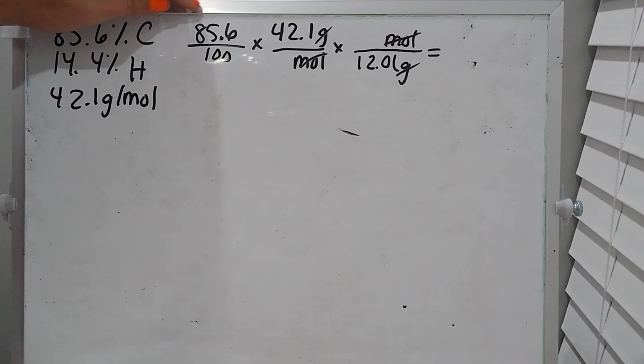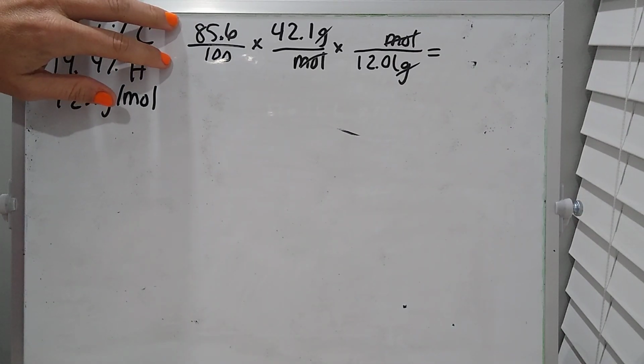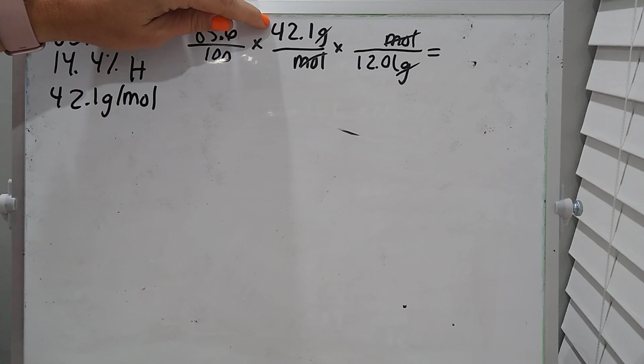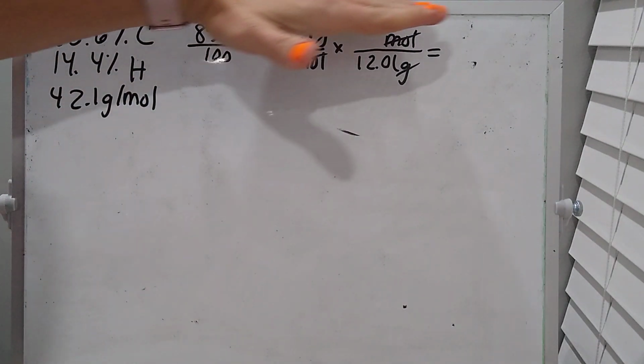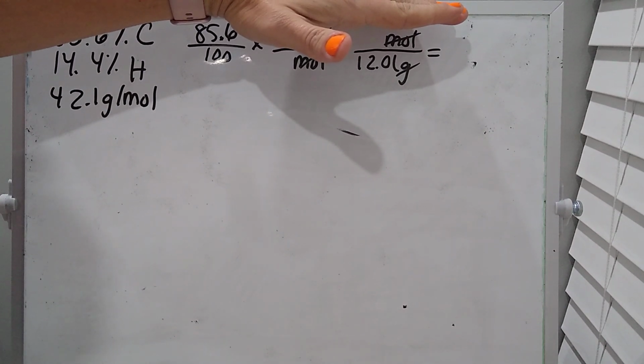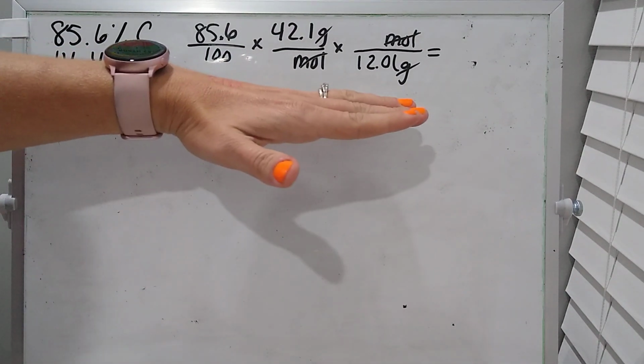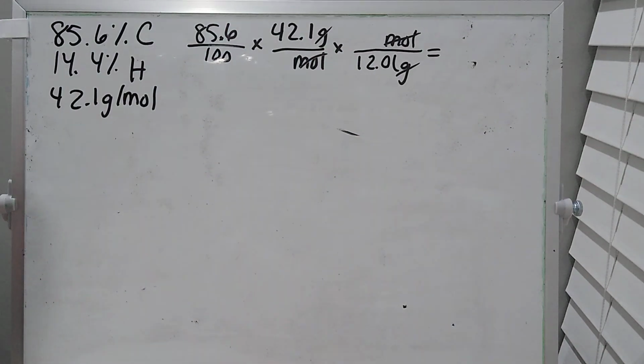Then put it into your calculator. So 85.6 divided by 100 times 42.1 divided by 12.01. Remember, everything on the top, or numerator, gets multiplied. Everything on the bottom, or denominator, gets divided. So what you'll end up with is 3.